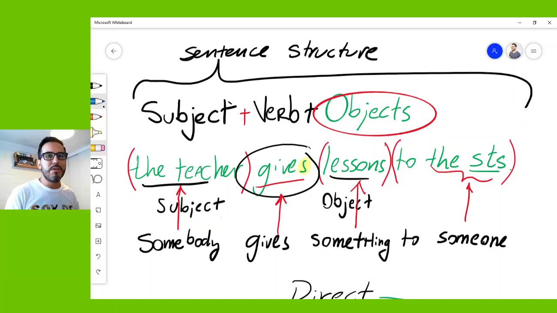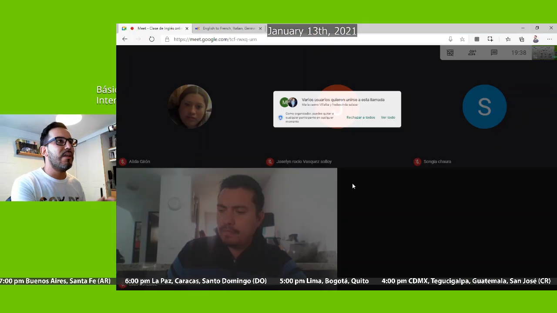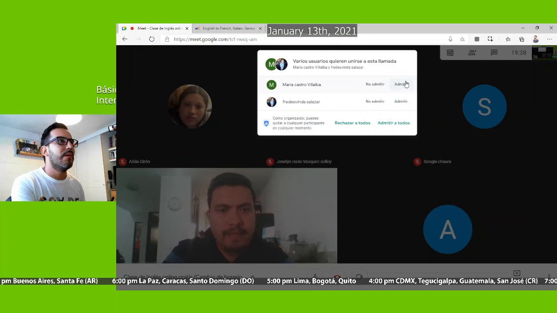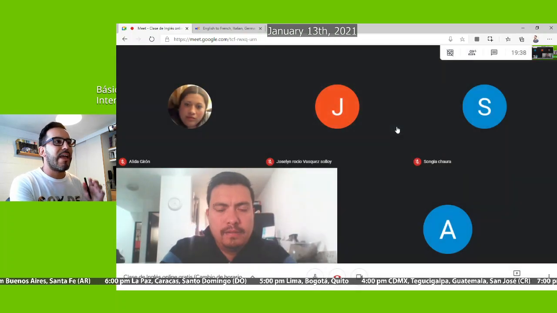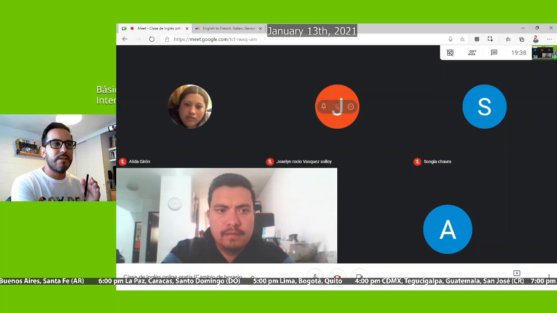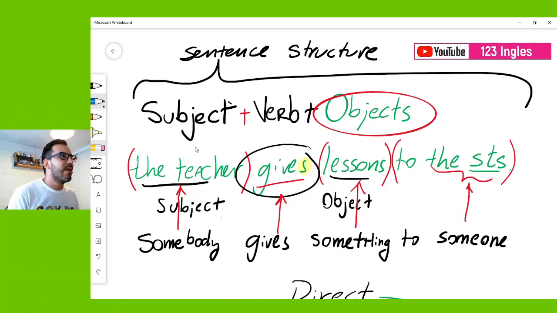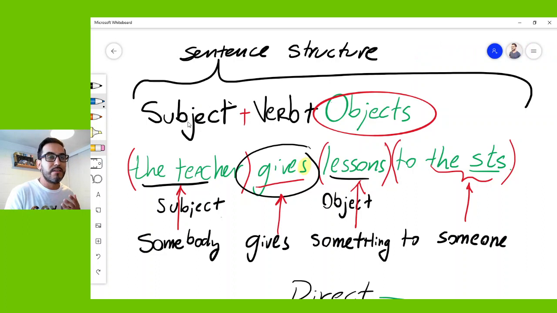Last class, we talked about the sentence structure. We talked about the elements that we can find in the typical sentence structure in English. We always have a subject in the sentence, always. The subject is necessary to have a sentence. In the sentence, we find the subject and the predicate. In the predicate, we always have a verb, at least one verb.